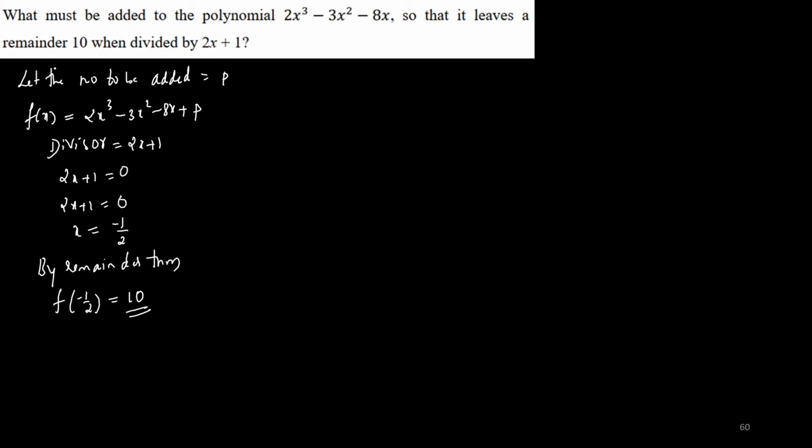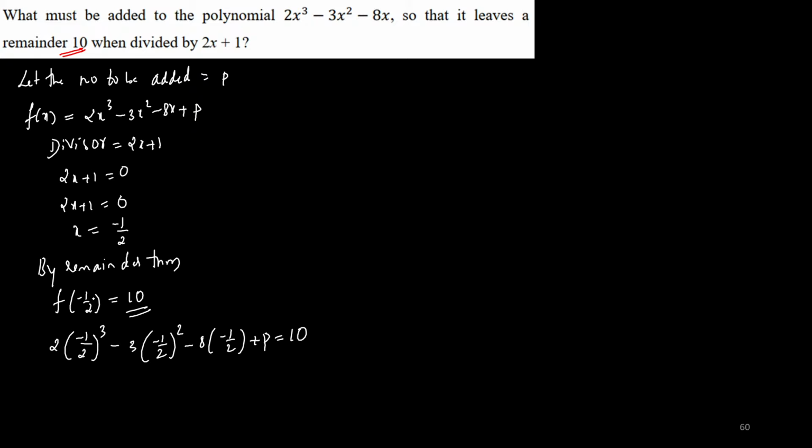It is given to you in the question, so that it leaves a remainder 10 when divided by 2x plus 1. So now wherever x is there, you are supposed to replace it by minus half and equate it to 10. So now the expression becomes 2 into minus 1 by 2 the whole cube minus 3 into minus 1 by 2 the whole square minus 8 into minus 1 by 2 plus p is equal to 10.